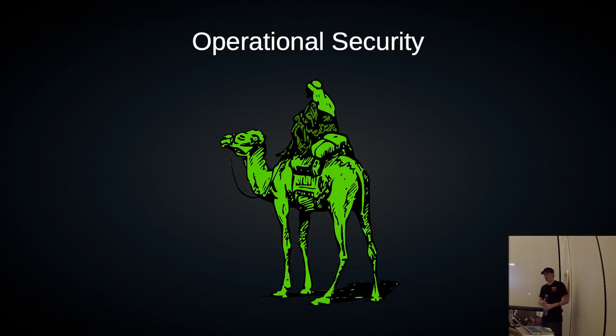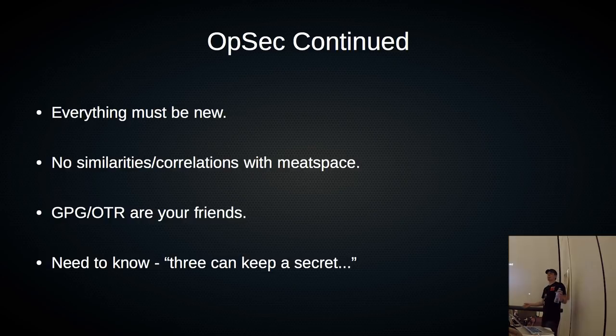So a very important operational security consideration is everything has to be new. You can't have any trace that would tie your real world identity to this online identity that you're making to do whatever it is you need to do, whether it's whistleblowing or leaking information to journalists, what have you. So you want to have as few correlations with real life as possible.